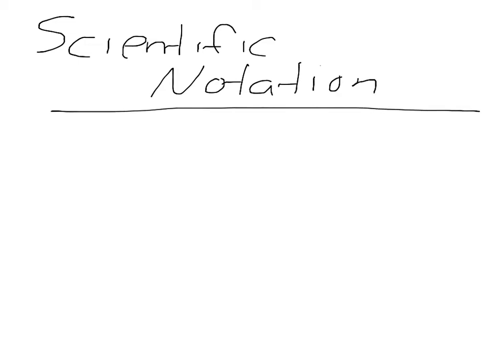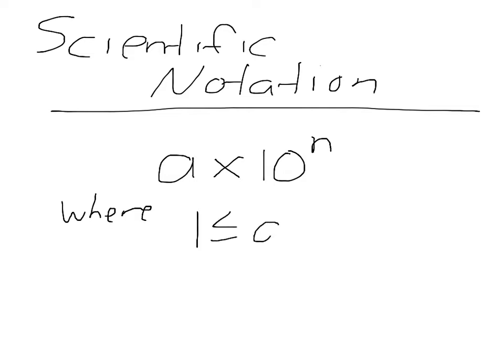And you're thinking, science and math? Well, yeah, and then you could ask your science teacher about this as well. But what we say is that a number that is in scientific notation is a number that is written as a times 10 to the nth power, where 1 is less than or equal to a, which is less than 10, and n is an integer.